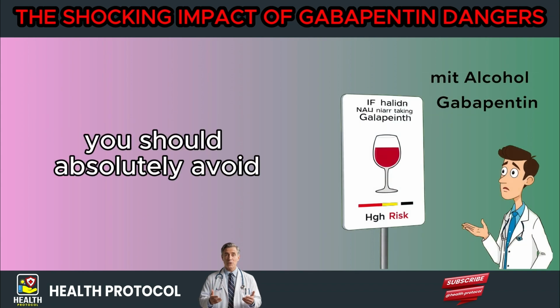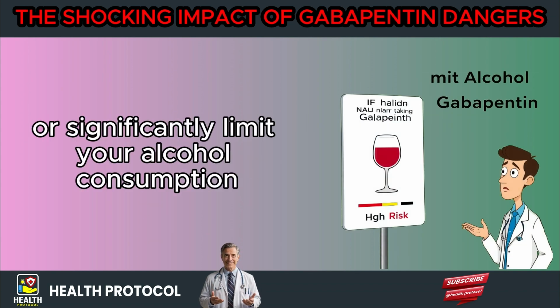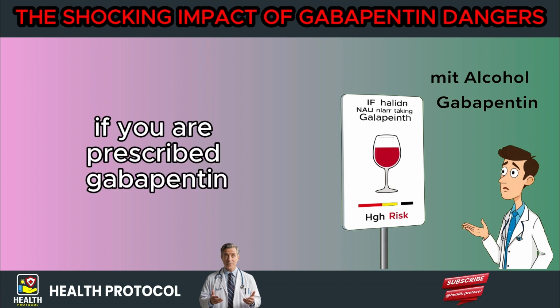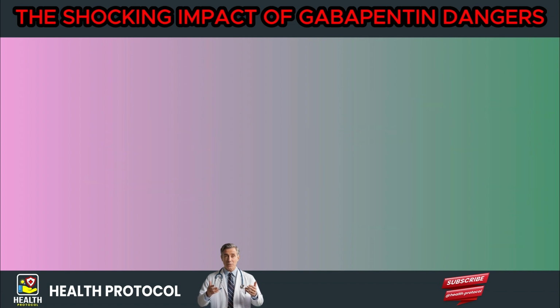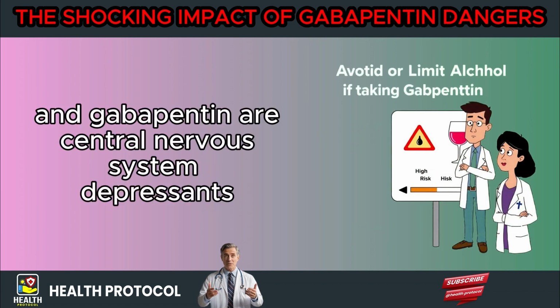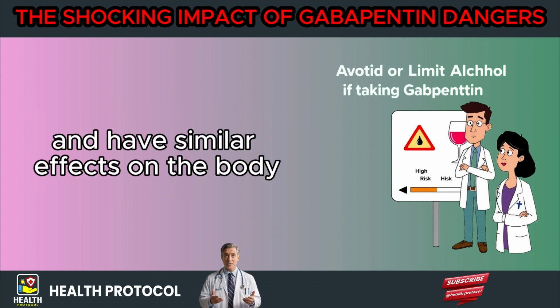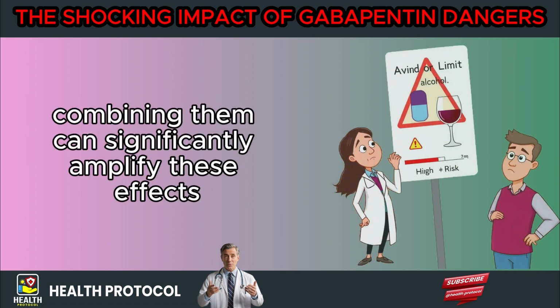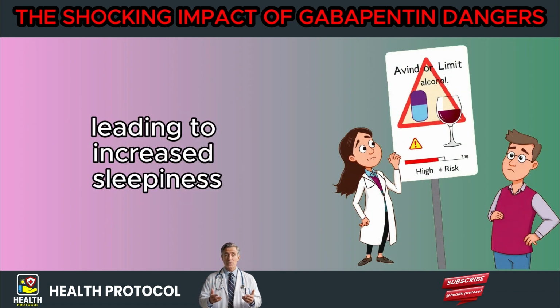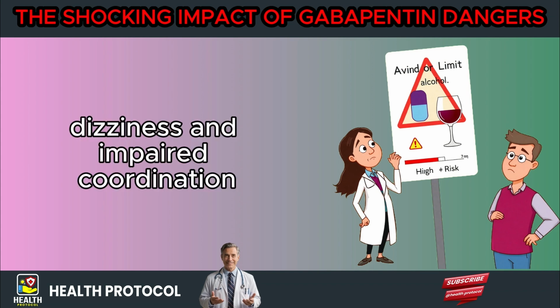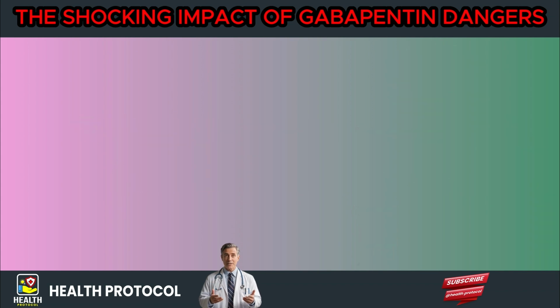You should absolutely avoid or significantly limit your alcohol consumption if you are prescribed gabapentin. Both alcohol and gabapentin are central nervous system depressants, meaning they can slow down brain activity and have similar effects on the body. Combining them can significantly amplify these effects, leading to increased sleepiness, dizziness, and impaired coordination.